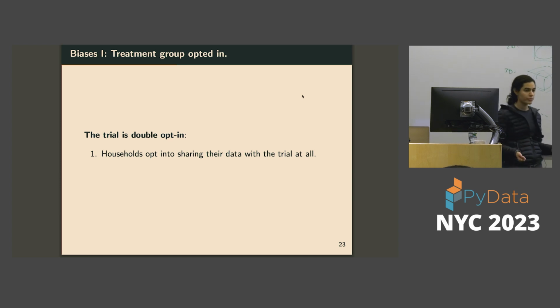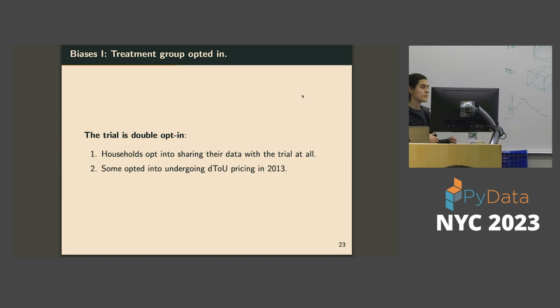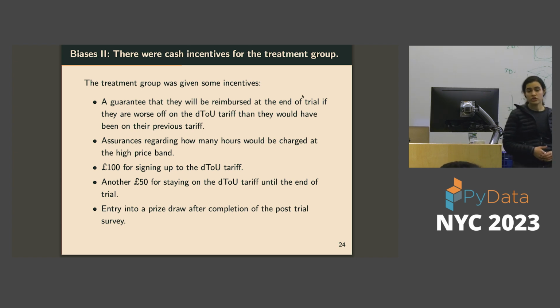How were people onboarded? How did people get into the treatment group? So the trial is double opt-in. What that means is that you have households, first of all, opting into sharing their data with you. And secondly, the treatment group opted into undergoing dynamic time of use pricing. In addition to the fact that they opted in, which could create some biases, there were some cash incentives that were provided to the treatment group.